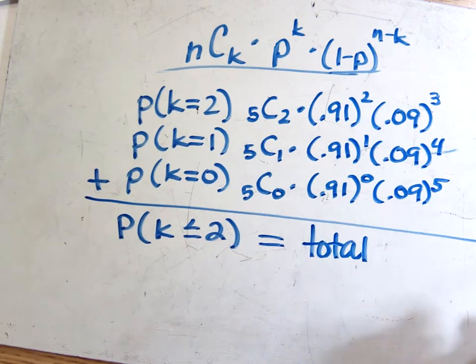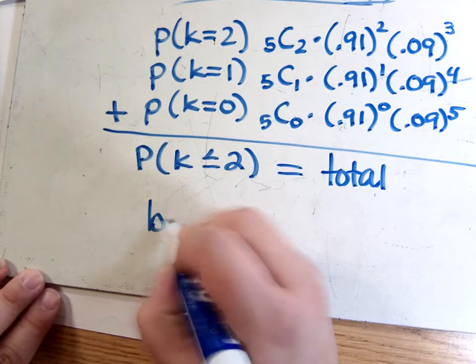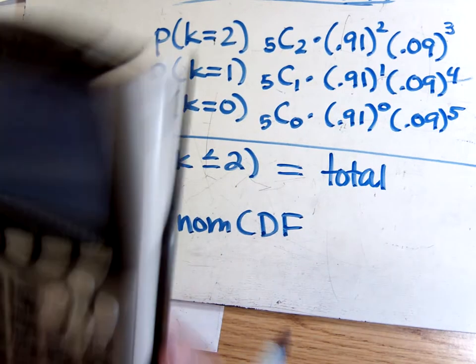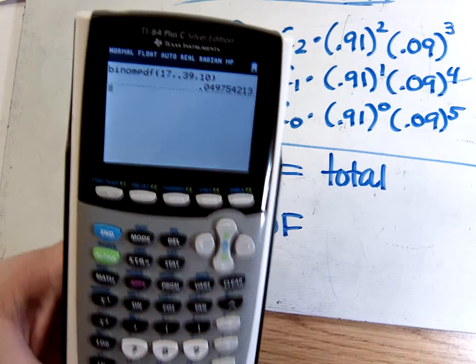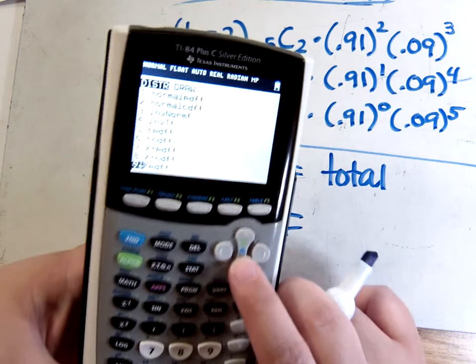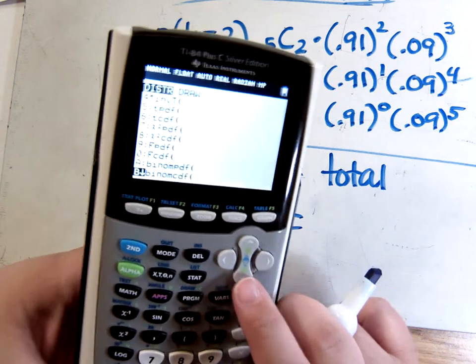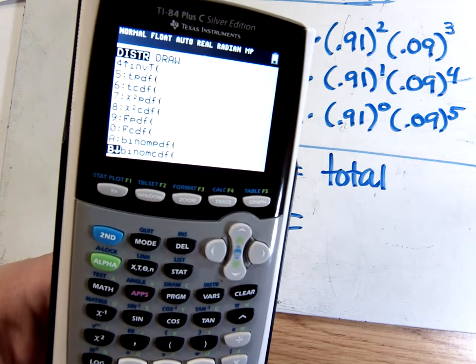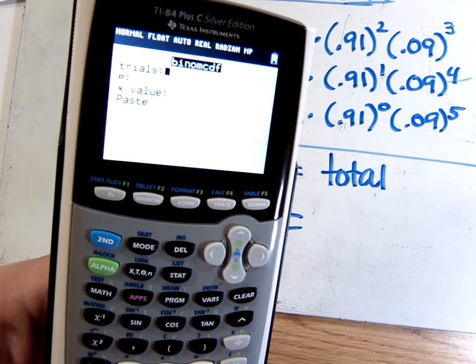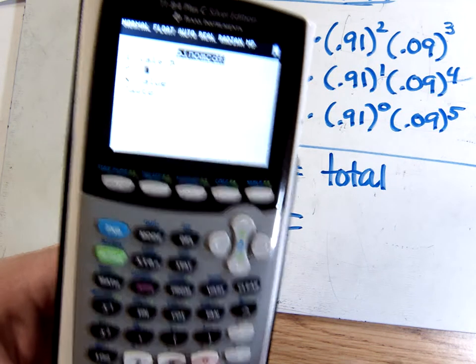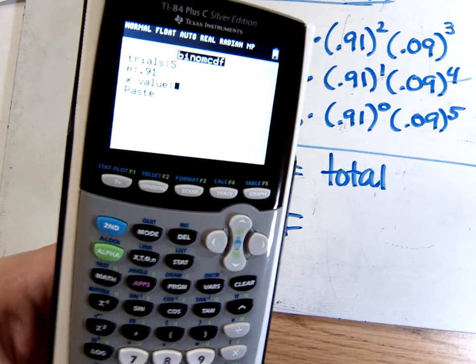Or I go to my calculator and I use binomial CDF. CDF, you could think of the C as standing for cumulative. Cumulative is all together, added up, like a cumulative exam at the end of the semester. All right, so I'm going to go to distribution, arrow down to binomial CDF. Press enter, and it's going to ask me how many trials. There's 5. My probability for success each time is 0.91. And my x value is 2.